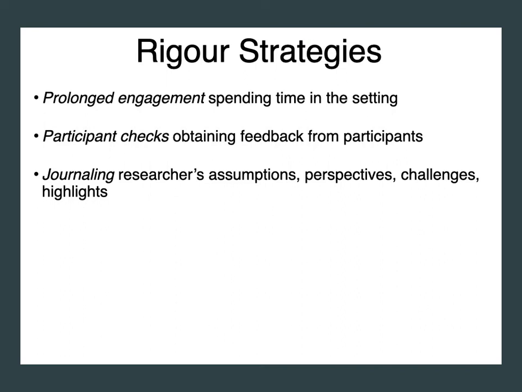Journaling is also a key way to be rigorous. It's a key way we think about reflexivity, where we're writing down our assumptions, our perspectives, the challenges, the highlights that are coming out for us in this work. And we're doing this as we're doing the process of collecting the data, and then as we're doing the process of analyzing the data. And this also is where we can go back to answering that question, where does this come from? We can go back to our journal notes and say, well, I was reflecting on this and that, and this is how I came to this idea.